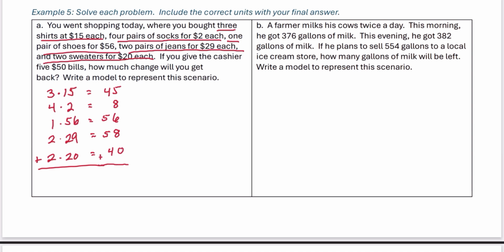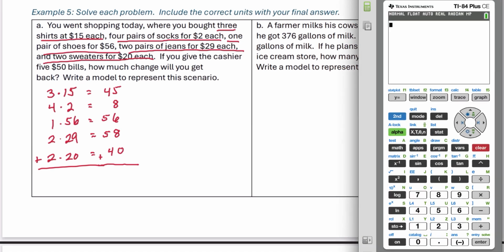Finally, we want to add that column. Let's use a calculator to help us with this addition. 45 plus 8 plus 56 plus 58 plus 40. Here we get $207. So the total cost is $207.